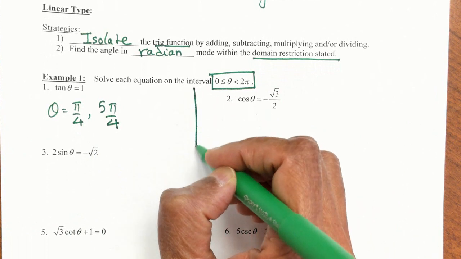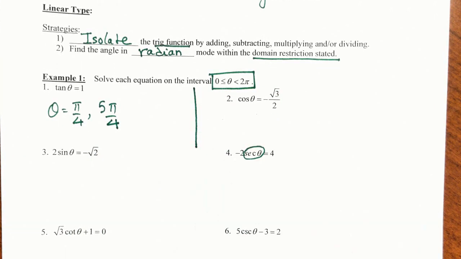Okay, can we all answer the next question without any input from me? When is the value of cosine theta equal to negative square root of 3 over 2? And remember, you're looking at all the four quadrants.